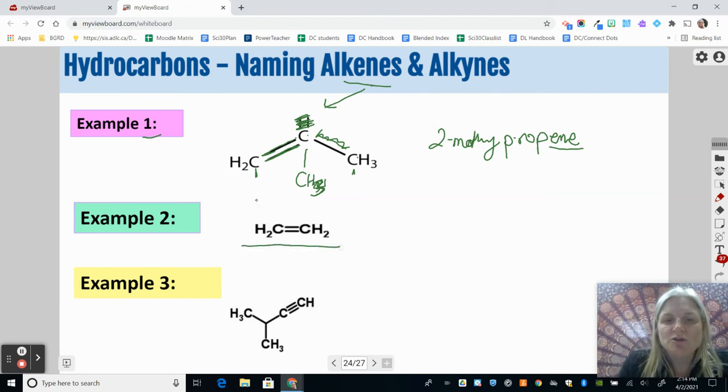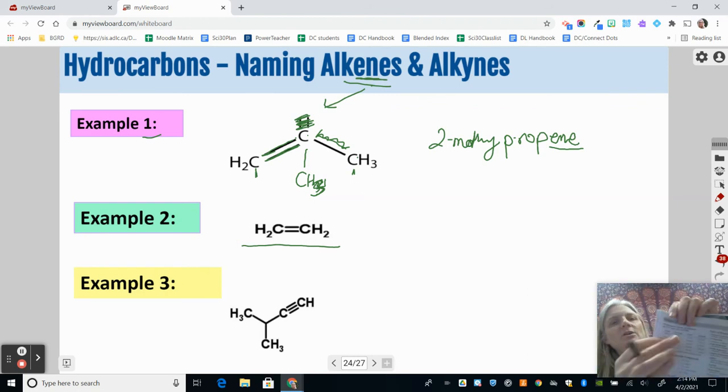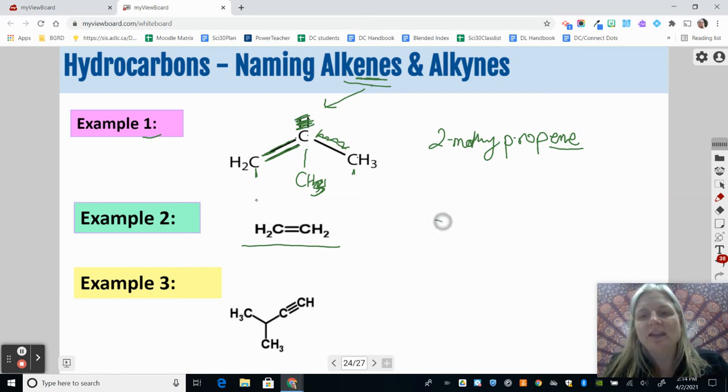In our example 2, we have a chain of 2 carbons, 1, 2, and a double bond. So we know it's an alkene. If we look up a 2-carbon chain, it's eth. Instead of ethane, we call it ethene. Replace that ane to ene for the double bond.